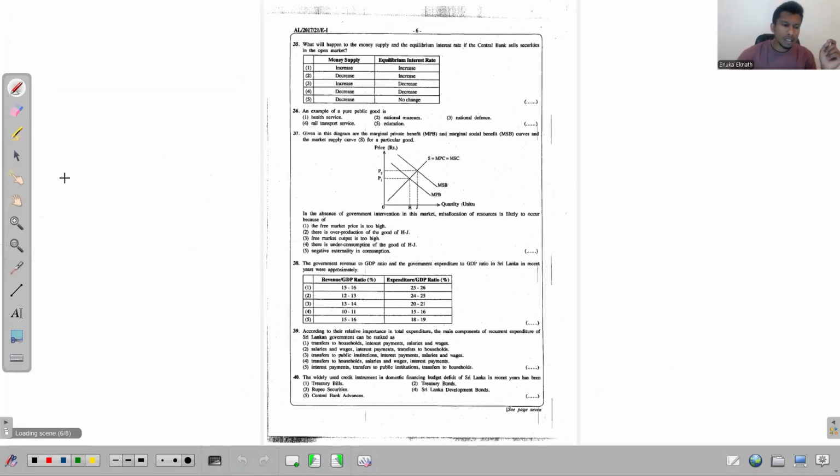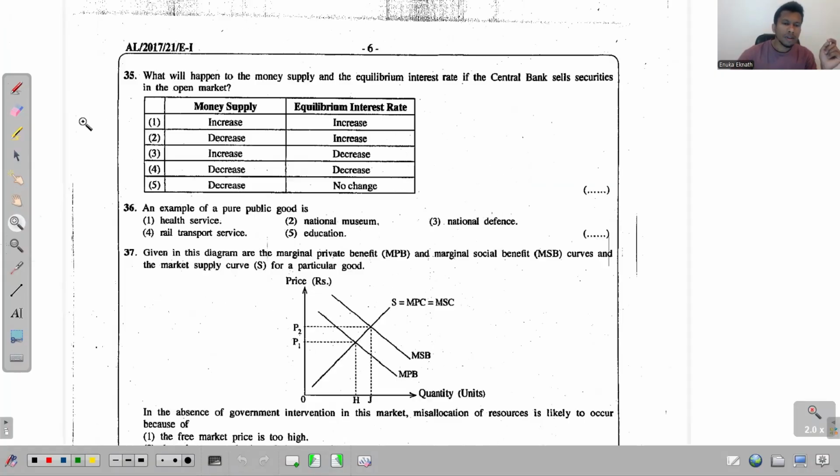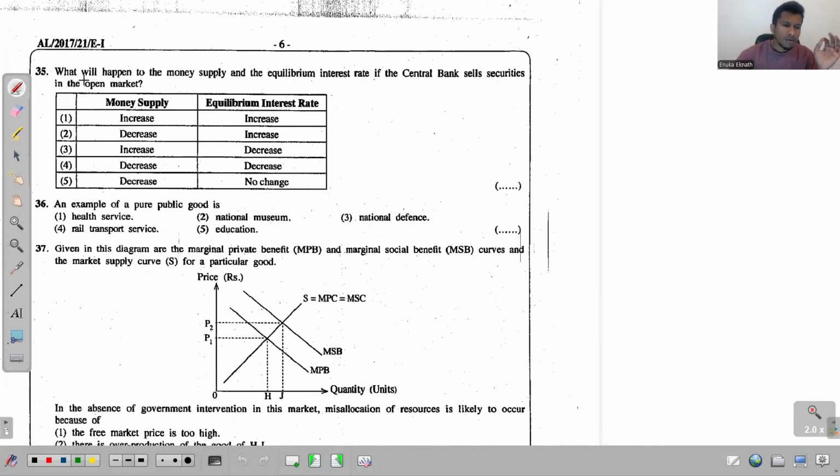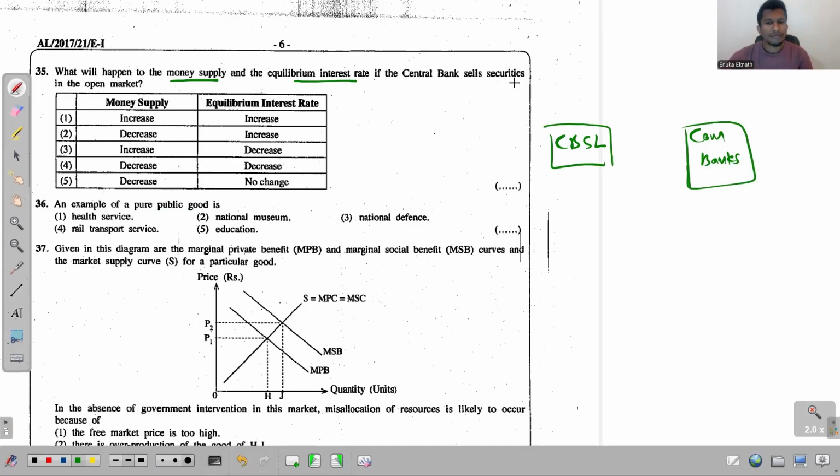Right. So come to this question 35. Here it says, what will happen to the money supply and the equilibrium interest rate if central bank sells securities in the open market? Okay, so just imagine that we have Central Bank of Sri Lanka on this side, and on the other side we get the commercial banks. Right, so let's recognize them as commercial banks. So the central bank sells securities in the open market. So central bank sells the treasury bills and treasury bonds to the commercial banks. Let's say selling securities.